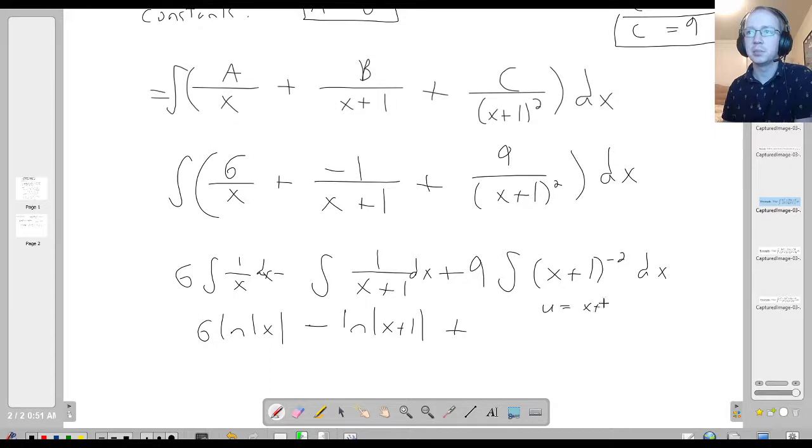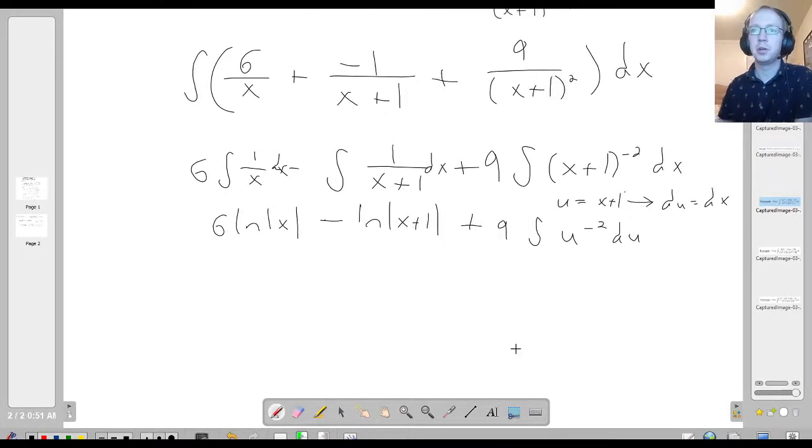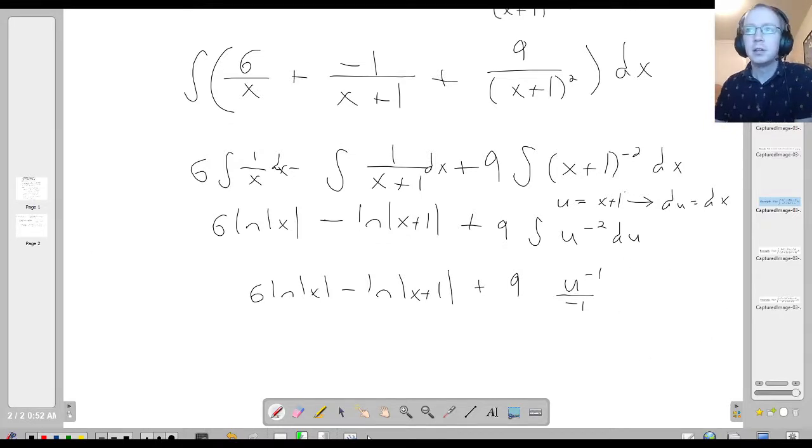Okay, so let's do a little bit of u substitution here. If u equals x plus 1, then du equals dx. Okay, so this is 9 times the integral of u to the negative 2 du. So according to the power rule, I should just bump up the power by 1 and divide by that new power. Okay, so I'm getting close to my answer here.